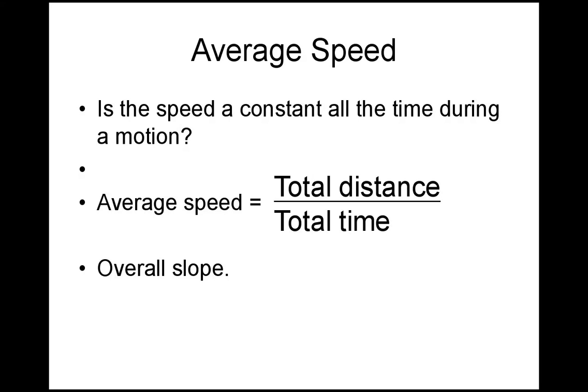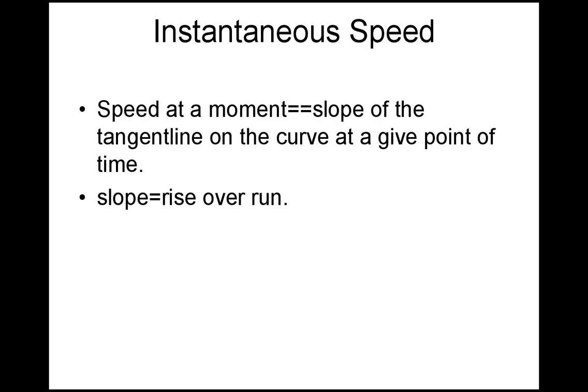Yes, good. So David said, you need to know the distance you traveled overall, and then divide by the time you have used during that time. That's perfect. So average speed is total distance over total time. So that's basically the overall slope. And how about the instantaneous speed? What is the instantaneous speed? Alex. Yeah. Good.